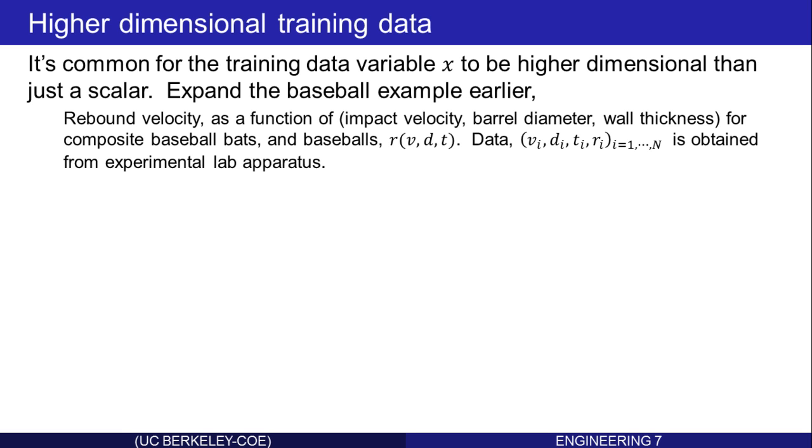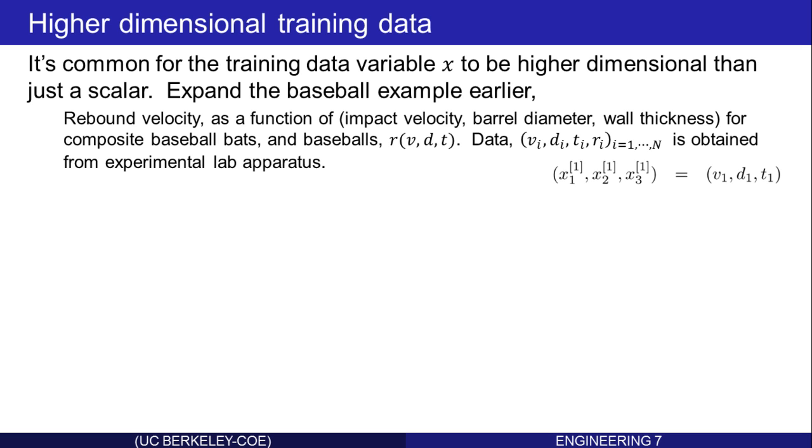So the data would actually have four components: impact velocity, barrel diameter, wall thickness, and the subsequent rebound velocity, all still obtained, let's say, in an experimental lab apparatus. We'll treat V, D, and T, the impact velocity, barrel diameter, and wall thickness, as the x, and the rebound velocity, r, as y. Let's write some notation for the three-dimensional x.